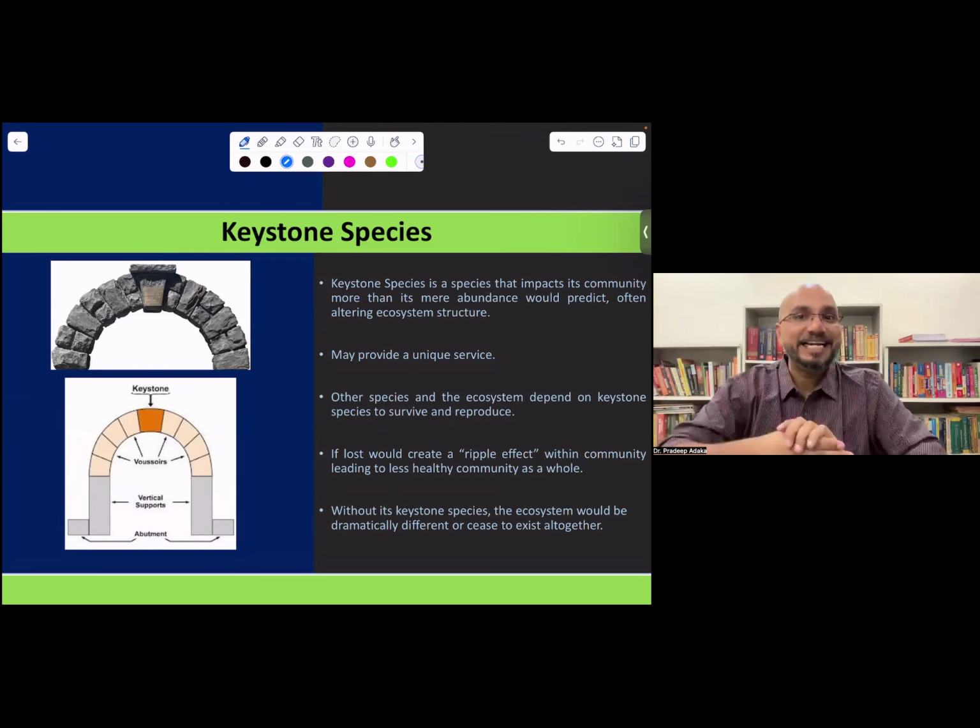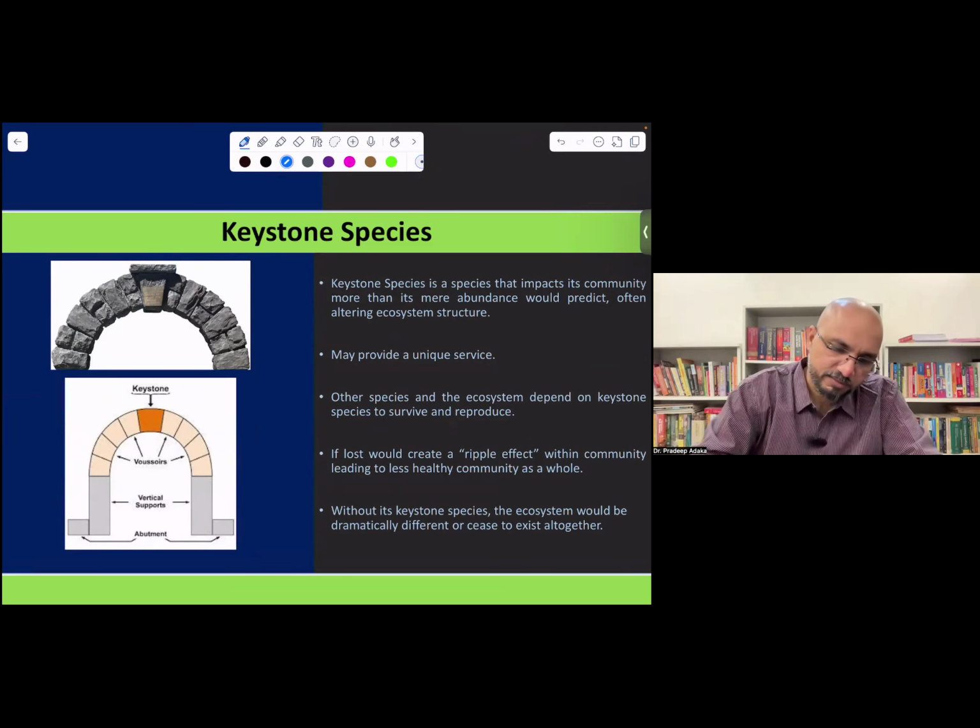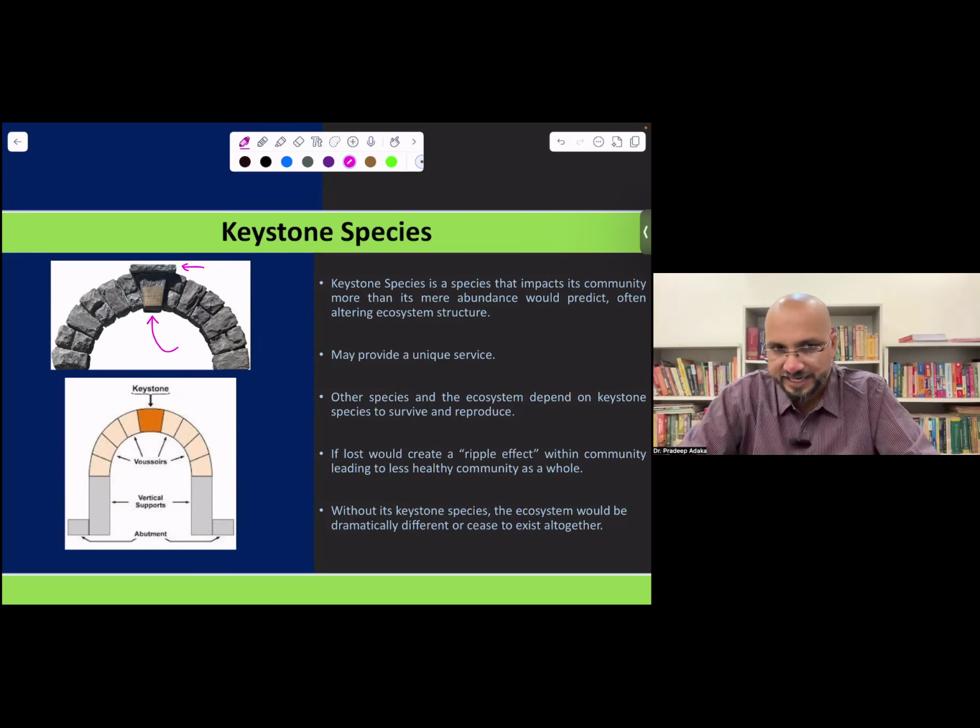For example, keystone species. So we'll be discussing these prominent or important species. Now this term keystone comes from the central stone in the arch, which is responsible for the entire stability of the arch. That is why it is called a keystone. The entire stability of the arch depends upon it. If it is not stable, if it is not properly set, the entire arch will collapse.